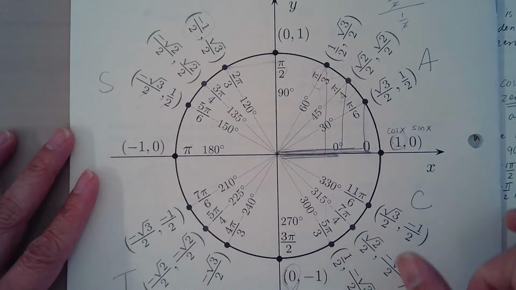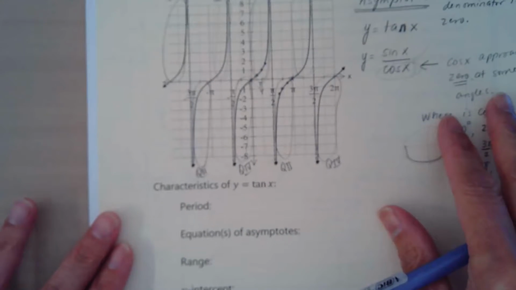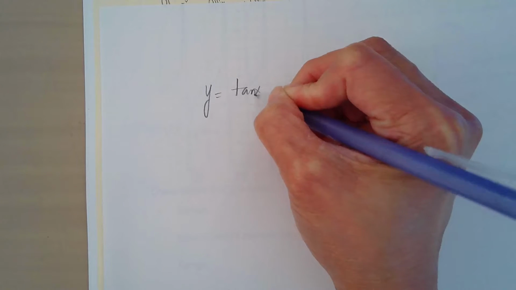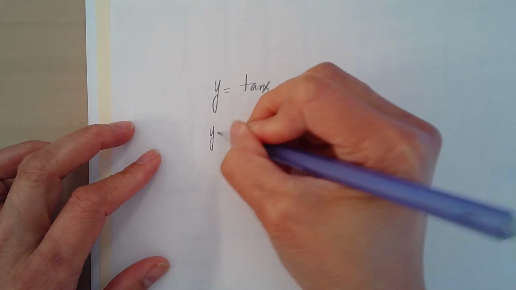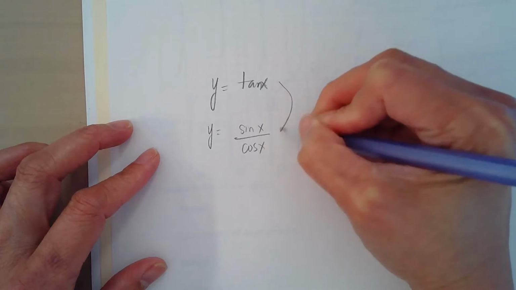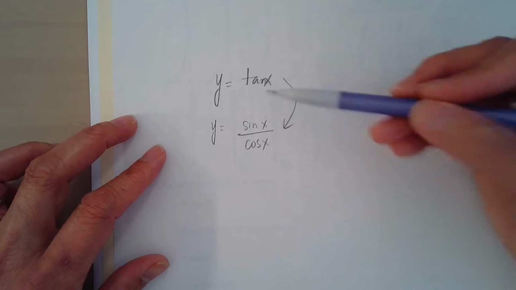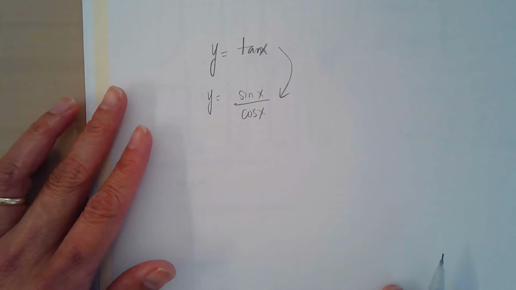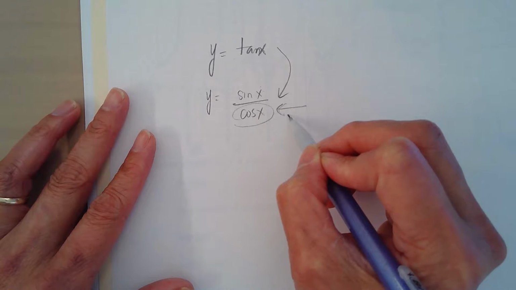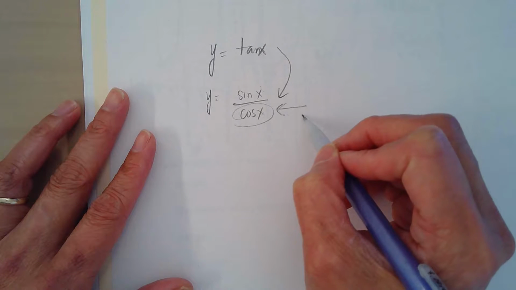Okay, so let's see if we can put it together. We did put it together, right? So when we first had y equals the tangent of x, that's great, but I think it's better if we write it this way: sine of x over cos of x, because we can write tangent as a function of sine and cos. And then what will make the denominator 0? That's where the asymptotes are.